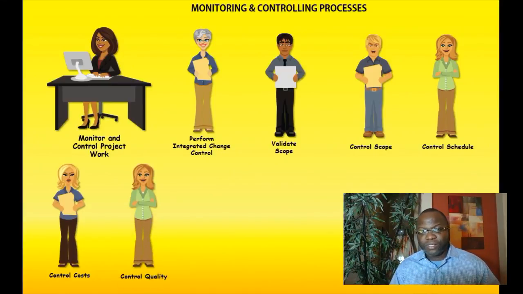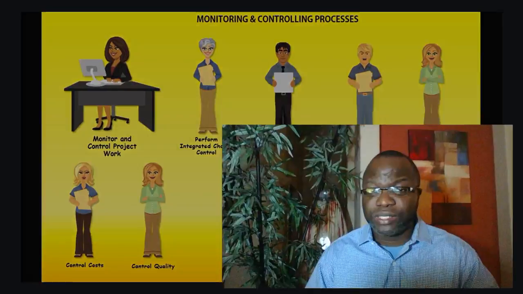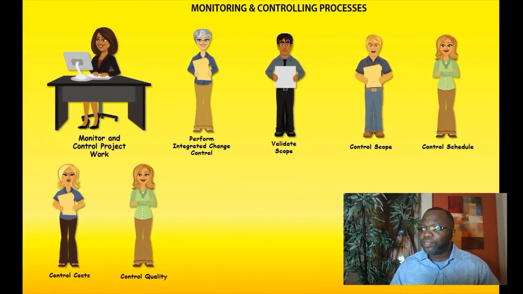The next process here is called control quality. In control quality, the project manager is involved in checking to make sure that that deliverable, that product, service, or result meets requirements. Now, take a look at the direction of my arrow here, because there is a very strong relationship between control quality and validate scope. So these two have a very strong relationship.